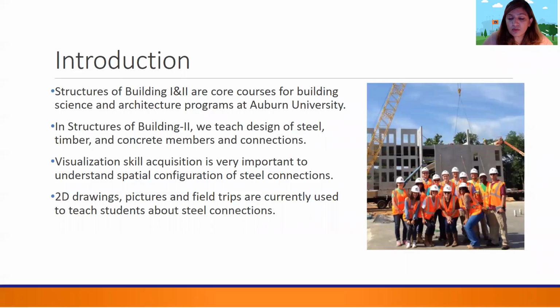There are two core courses, Structures of Building 1 and Structures of Building 2, that building science and architecture students take at Auburn University. In Structures of Building 2, we teach design of steel, timber, and concrete members and connections. Since I've been teaching this course for a few years, I have realized that visualization skill acquisition is very important to understand the spatial configuration of steel connections in steel construction. Currently, we are using 2D drawings, pictures, and field trips to teach students about the steel connections.